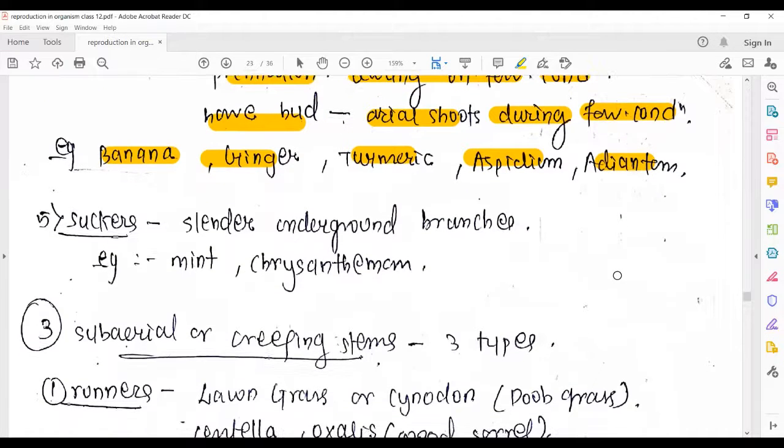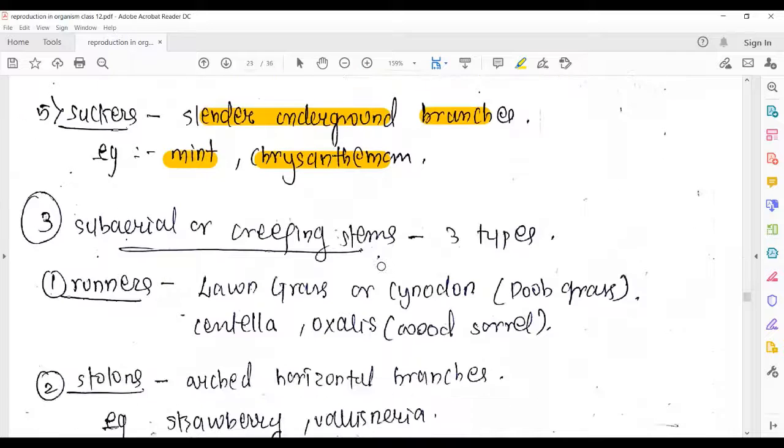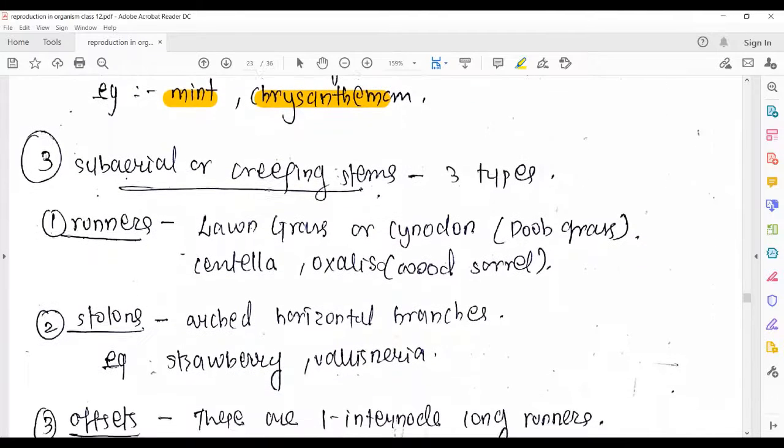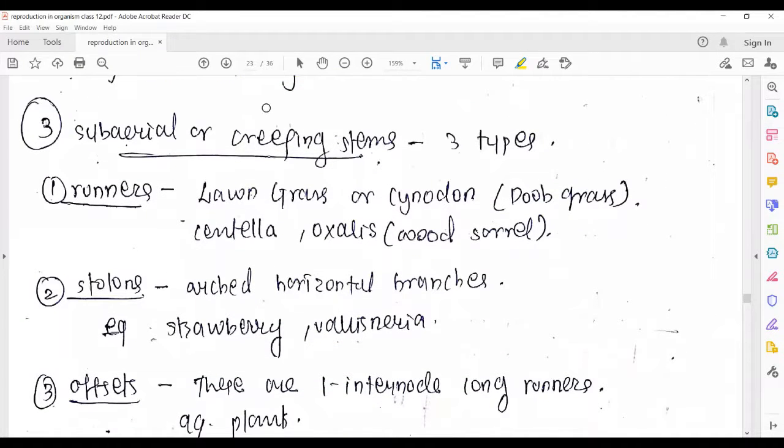Coming to the suckers, slender underground branches will be there, which will give rise to a new plant by developing some adventitious kind of roots. Examples over here are mint and chrysanthemum. Don't worry, I will be showing you all the diagrams in detail, so you will understand through diagrams also very clearly. Now let's talk about the subaerial part, or you can say creeping stems.